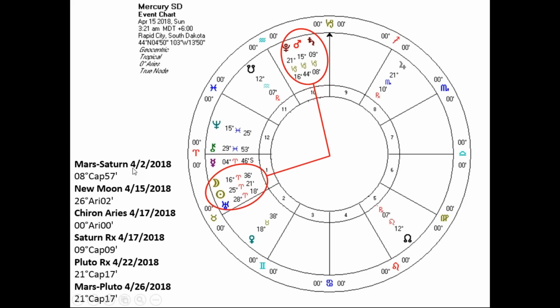I just kept that Mars-Saturn conjunction in here in early April, but Mercury turns direct on a new moon at about 26 degrees Aries. A couple of days later, Chiron goes into Aries, starting a brand new cycle of hopefully healing. Saturn turns retrograde later on in the same day at 9 degrees Capricorn. Pluto turns retrograde a week later at Capricorn, and right after that, Mars conjuncts Pluto. So here's a little bit of calendar time for you, sandwiched right in Mercury direct April 15th.